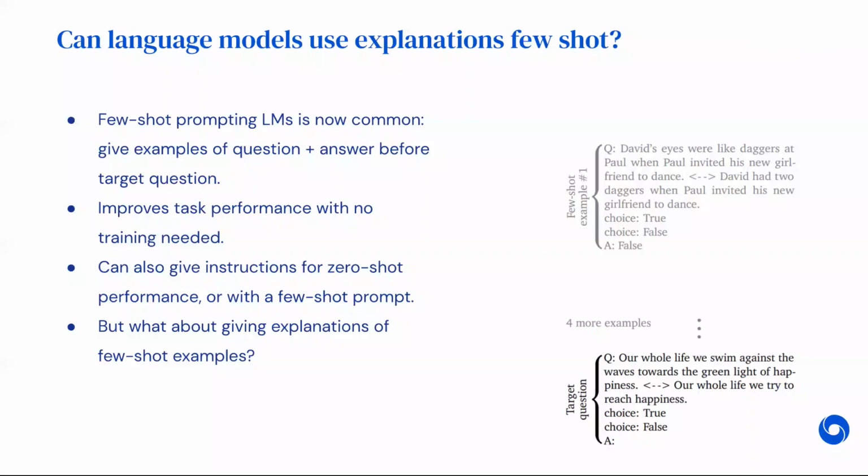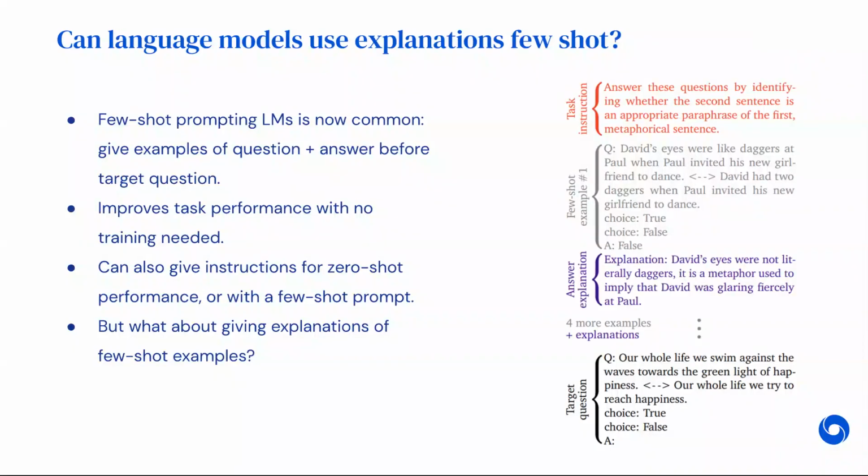You can also do things like adding instructions to the prompt, either zero shot or before a few shot prompt. But what we wanted to explore in this work was whether giving explanations of each question after the answer could help the model to perform the task better by identifying the principle by which the questions are answered.